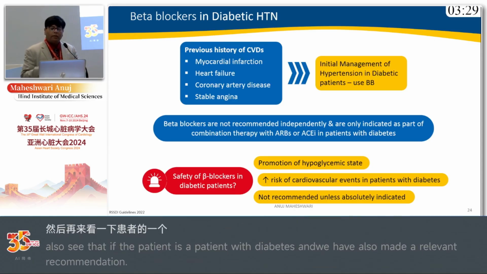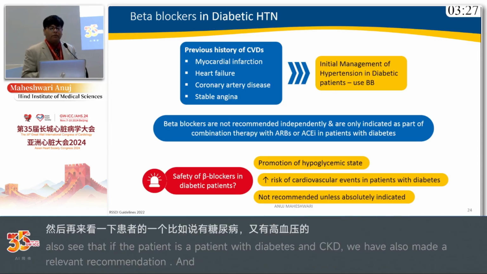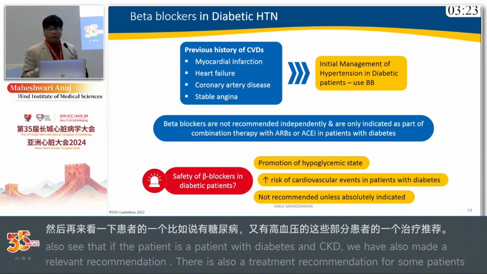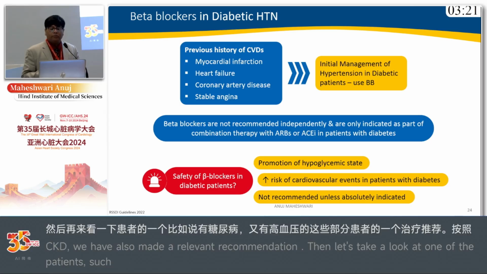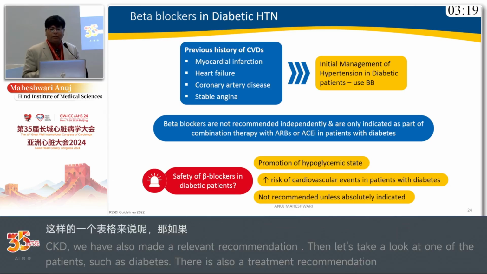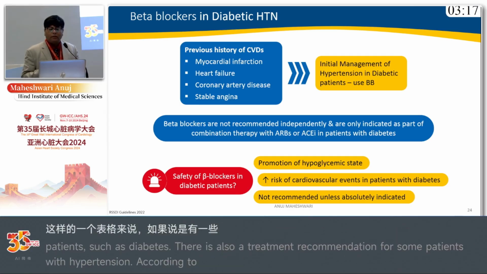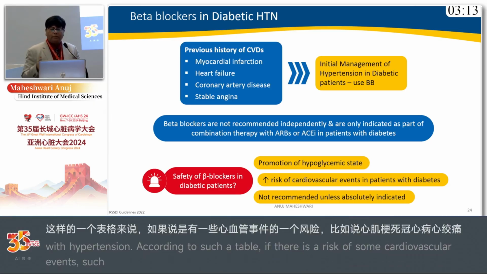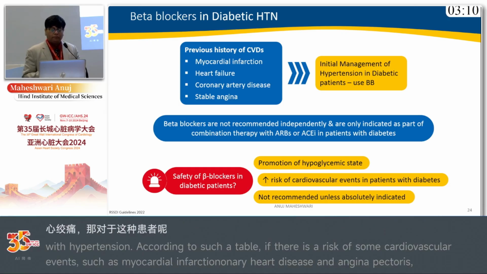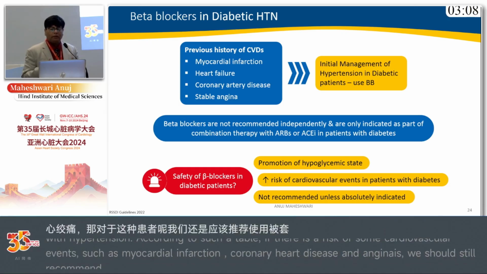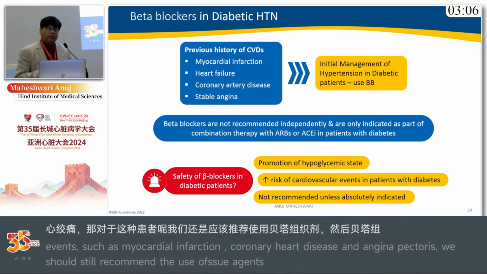Patients who already have a history of myocardial infarction, heart failure, coronary artery disease, or stable angina should continue to use beta blockers as an initial management of hypertension in diabetic patients. But they should not be used as a primary treatment for the hypertension. They are being used as a beta blocker for their existing cardiovascular disease.